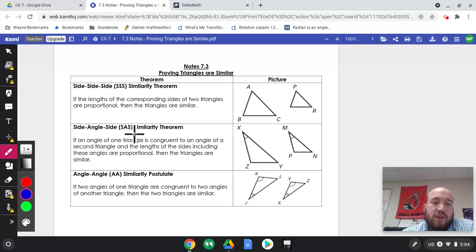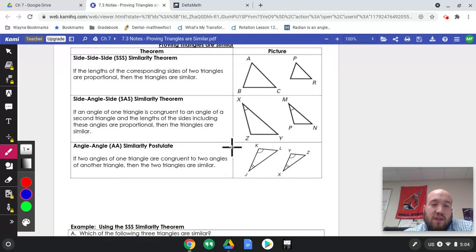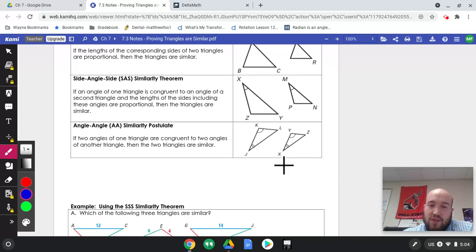The second one, the side-angle-side similarity theorem. That's when two sides on either side of the angle that is marked congruent are proportional. And then finally, the angle-angle similarity postulate. If two of our angles are congruent to two of the other angles, we know they're similar. And you might be wondering, what about that third angle? If every triangle adds up to 180, and these two are congruent to those two, we know that third angle will be the same. That is enough information for us to know these two triangles are similar. Keep in mind, similar does not mean they're the same size, but they are proportional.